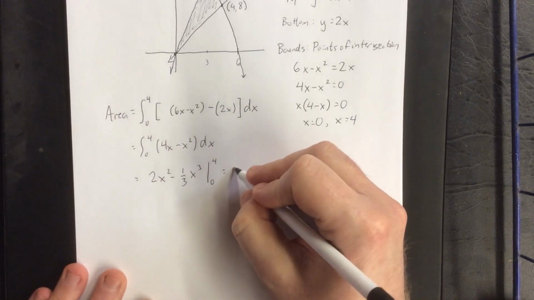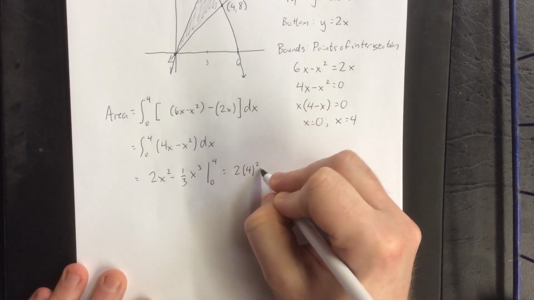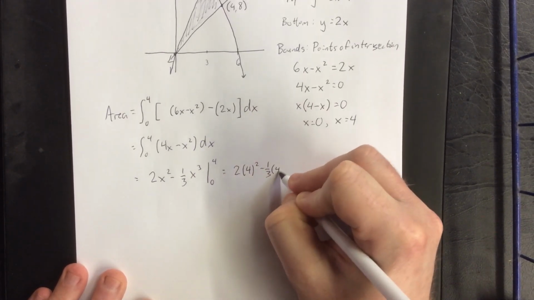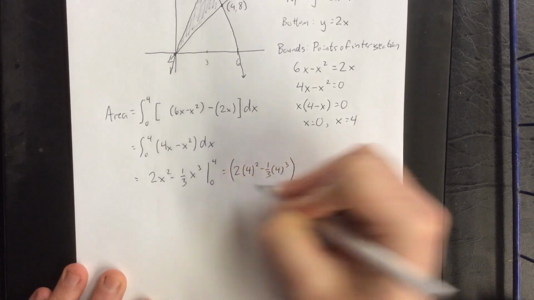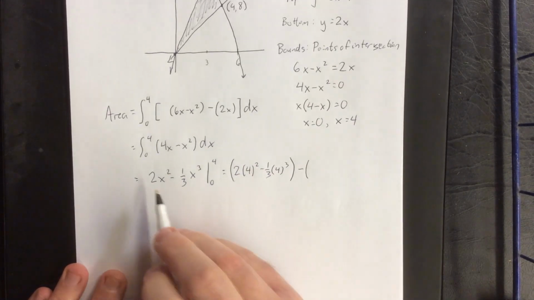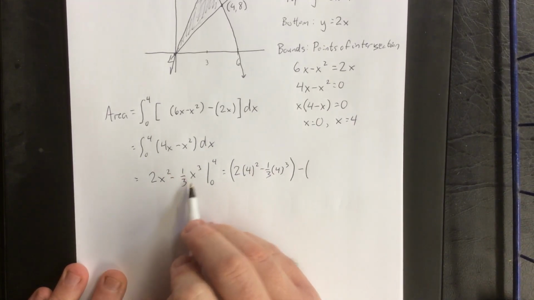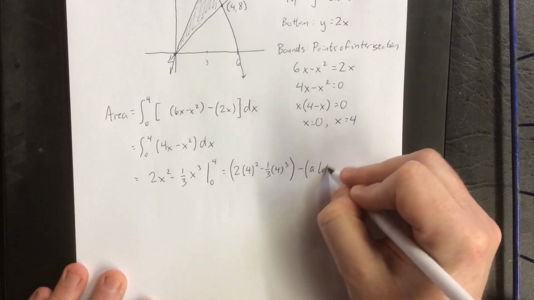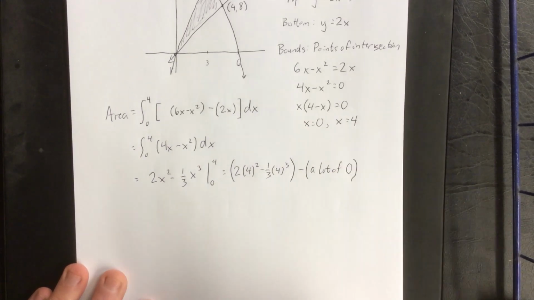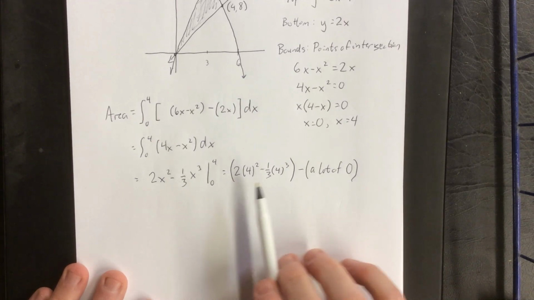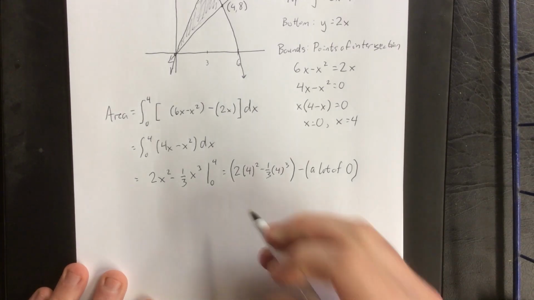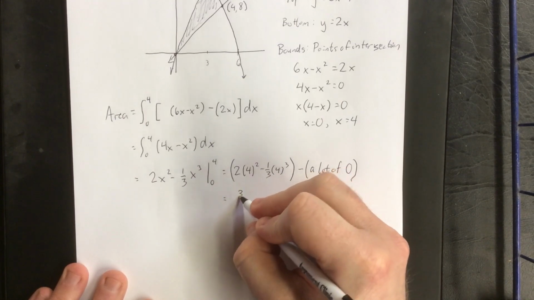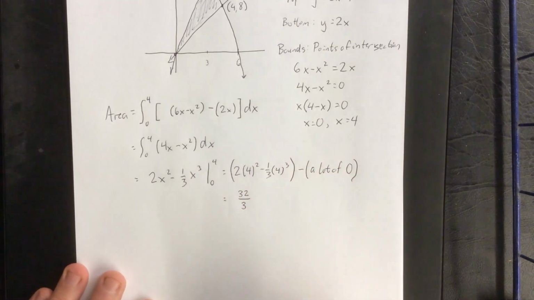Plugging in our upper bound of 4 will give us 2 times 4 squared minus 1/3 of 4 cubed. Plugging in our lower bound of 0 will give us 2 times 0 squared minus 1/3 of 0 cubed, which is what I like to refer to as a lot of 0. 32 minus 64 thirds will be equal to 32 thirds. Please feel free to use a calculator if you need to at that last step.